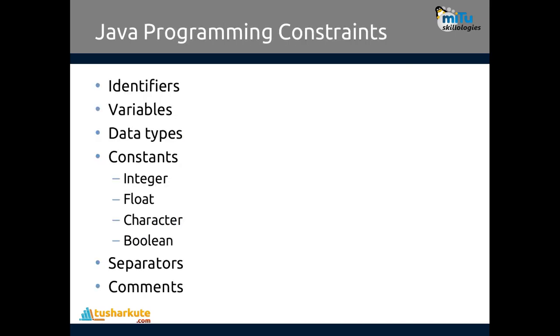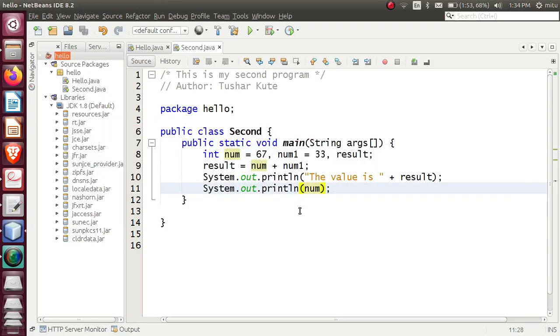Now programming constructs. Let's see identifiers and variables. In this program I have declared some variables. A variable is the name given by the user in which some value can be stored. So I want to store an integer and I am declaring int num equal to 67. So this is called a variable. Result is also a variable, integer type, but its value is not assigned here. So it is an uninitialized variable. And if I write result is equal to num1 plus num, then its value is calculated and result will be initialized, and then I am printing it on the screen. This is called a variable.